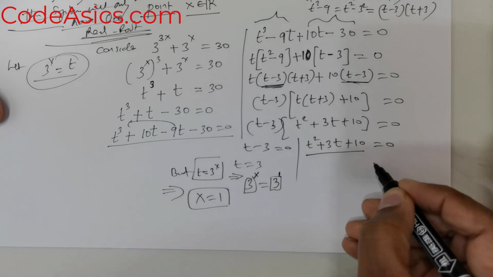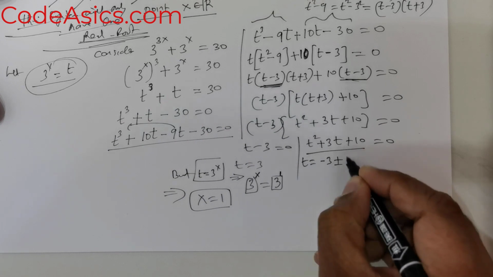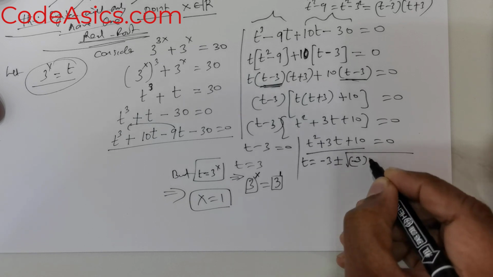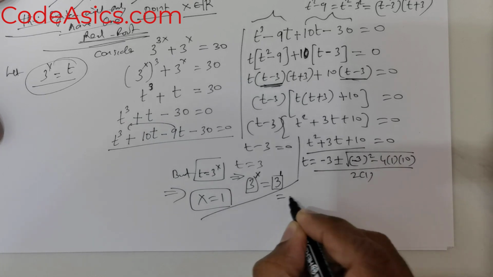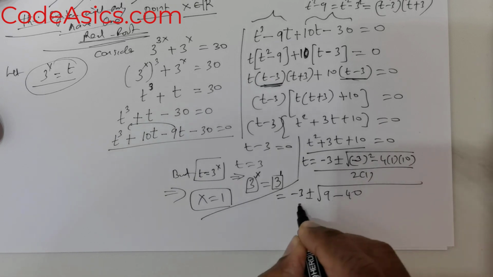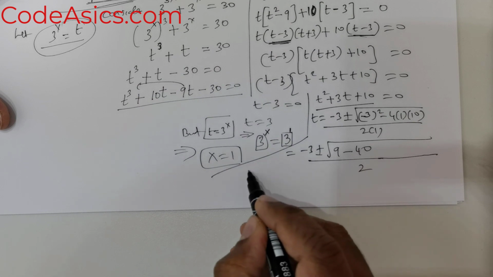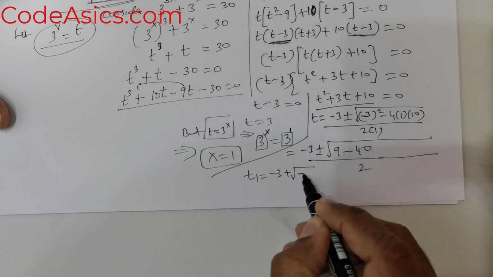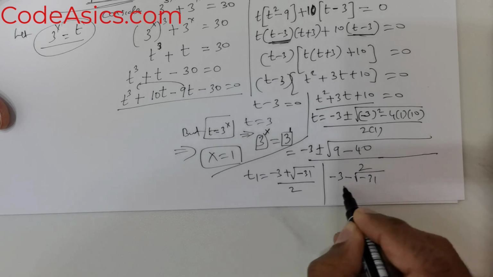Now coming back to this other quadratic, this is going to be producing only complex values. So I can show that to you. t = (−3 ± √(3² − 4 × 1 × 10)) / (2 × 1), which is equal to (−3 ± √(9 − 40)) / 2. So clearly if you look into the complex roots, t1 is going to be (−3 + √−31) / 2. The other one is going to be (−3 − √−31) / 2.